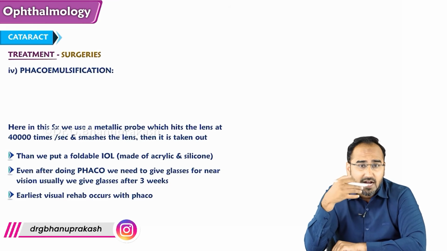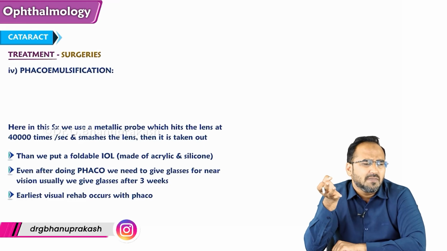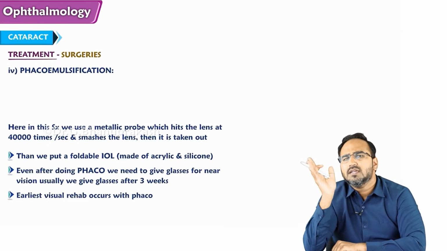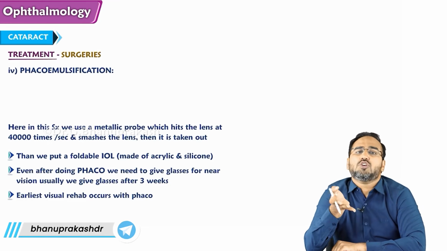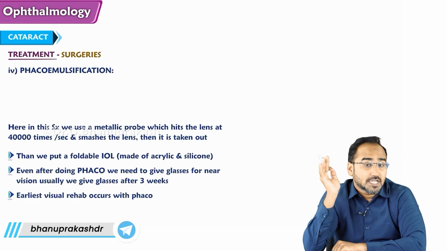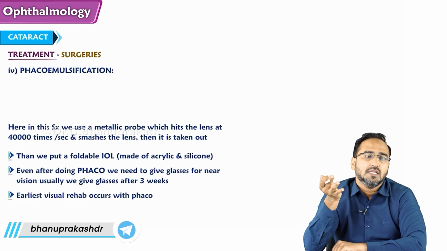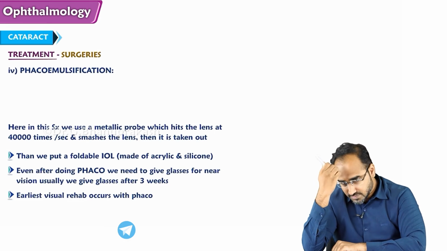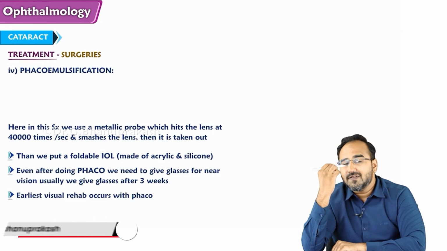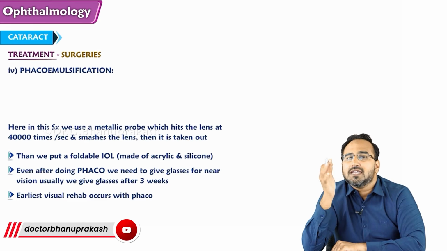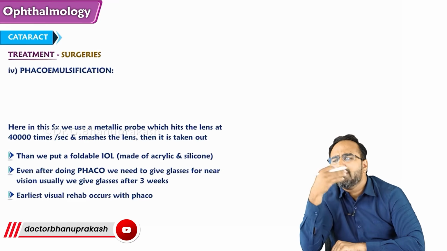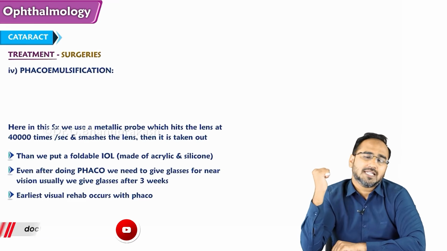Okay? But SICS was also having complications. So surgeons, what they thought? Instead of SICS, we'll go for a more small incisional surgery, which is called as phacoemulsification. Phacoemulsification, you are giving incision less than 3 mm at the limbus. As you give the incision, now in phacoemulsification, you introduce a probe that will smash the lens at 40,000 times per second. Lens will be smashed. All the lens matter will be sucked out, and then you will place an IOL.